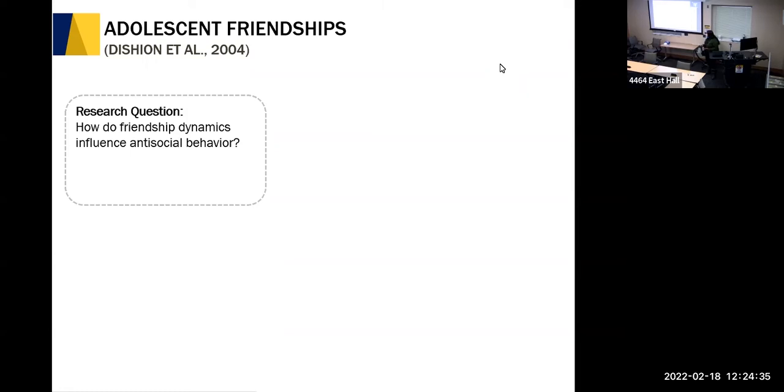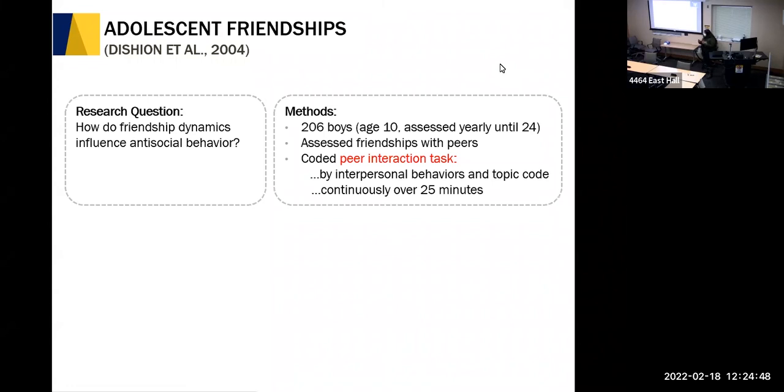So in a 2004 article, Dishion looked at how friendship dynamics, so the interplay between peer interactions, influence antisocial behavior. And he did so by collecting data from around 200 boys starting at age 10, who were then assessed yearly until age 24. And he asked them a bunch of questions on their friendships with their peers. And then, the focus of our conversation today, he coded this really interesting peer interaction task. And he coded continuously for 25 minutes their interpersonal behaviors and their conversation topics.